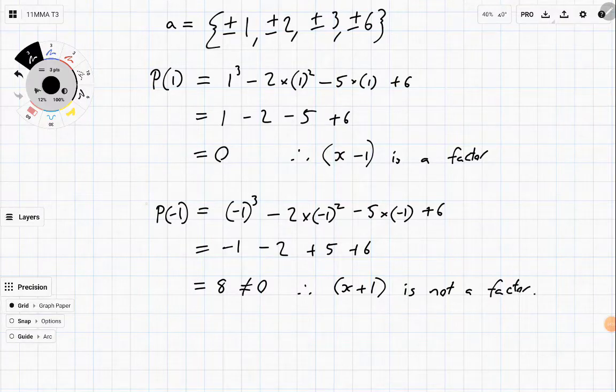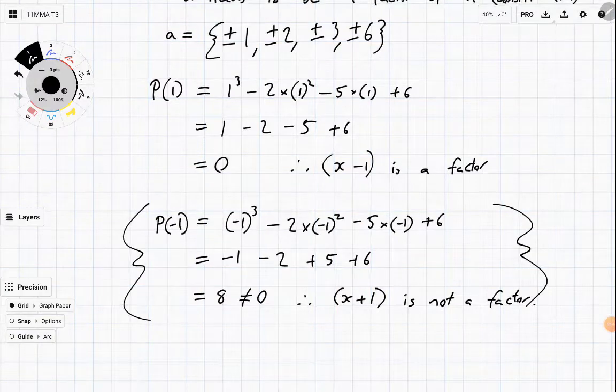Alrighty. Now this whole step down here was just optional. I'm just showing you that we were lucky that p of 1 actually worked out. In general, you'd have to try plus or minus 1, plus or minus 2, plus or minus 3, plus or minus 6, and maybe only one of those works. Okay? So just be mindful, we're lucky in this case, not always going to be lucky.